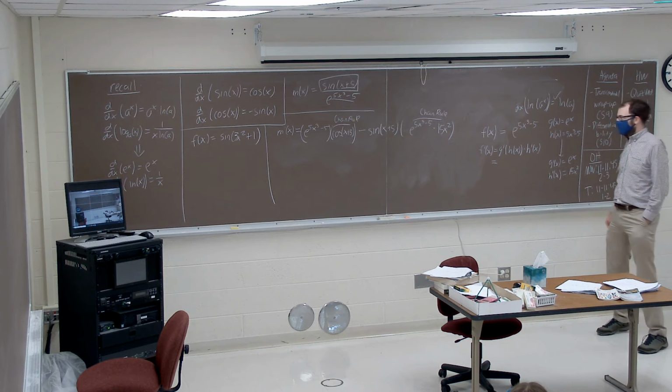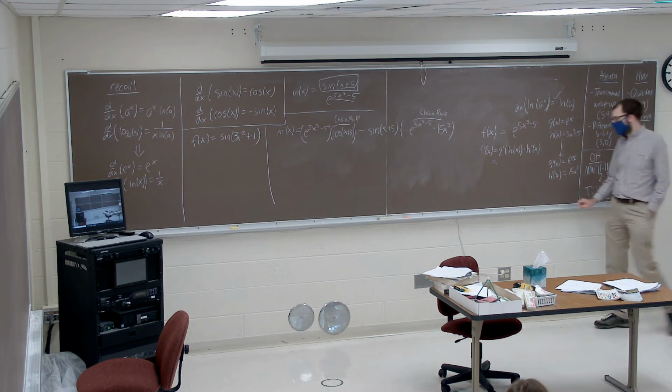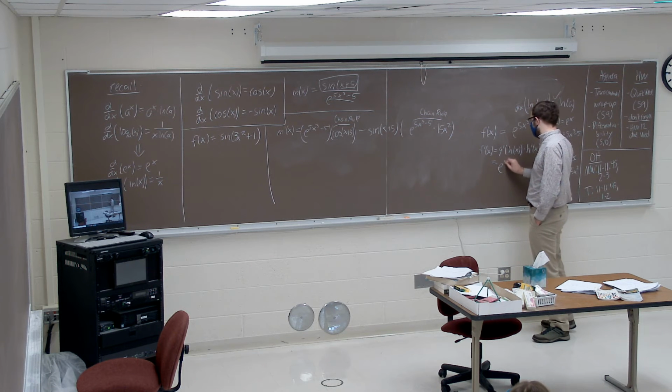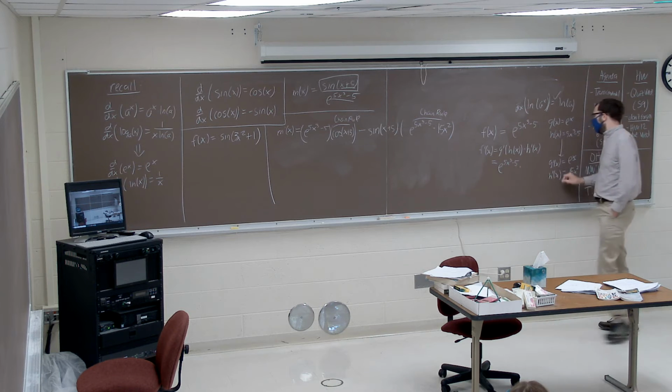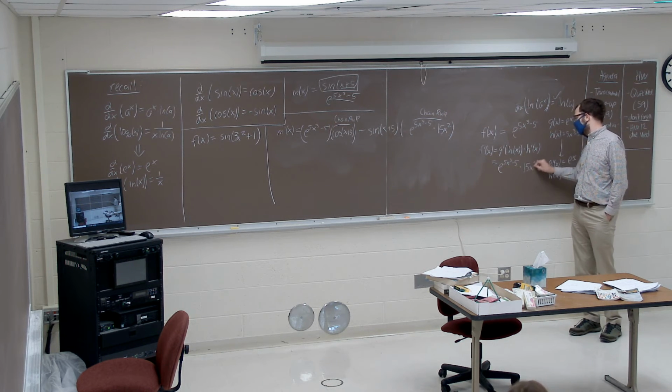E to the 5x to the third minus 5. Yeah, just taking this x and we replace it with 5x cubed minus 5, and that's how we get our e to the 5x cubed minus 5. And then if we multiply by h prime of x, that'll give us our times 15x squared.